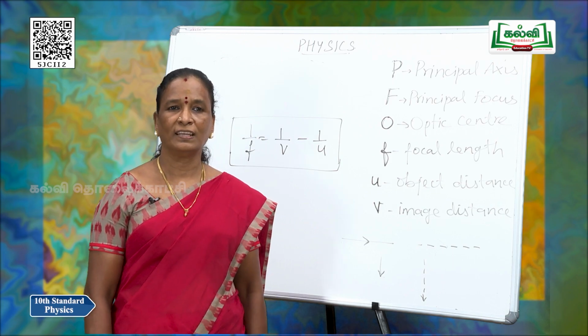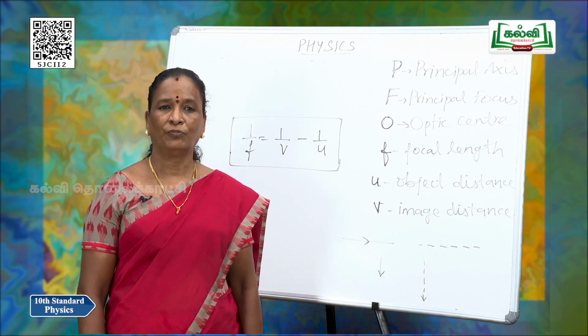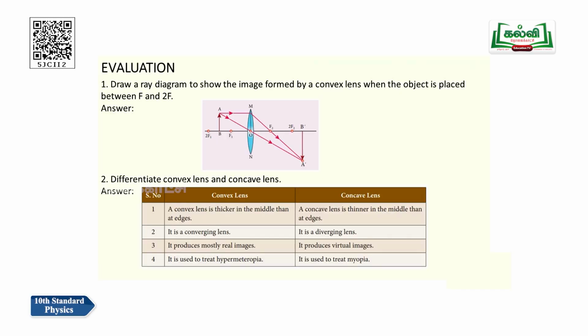Okay children, let us see the evaluation part. First one, draw a ray diagram to show the image formed by a convex lens when the object is placed between f and 2f. Differentiate convex lens and concave lens.